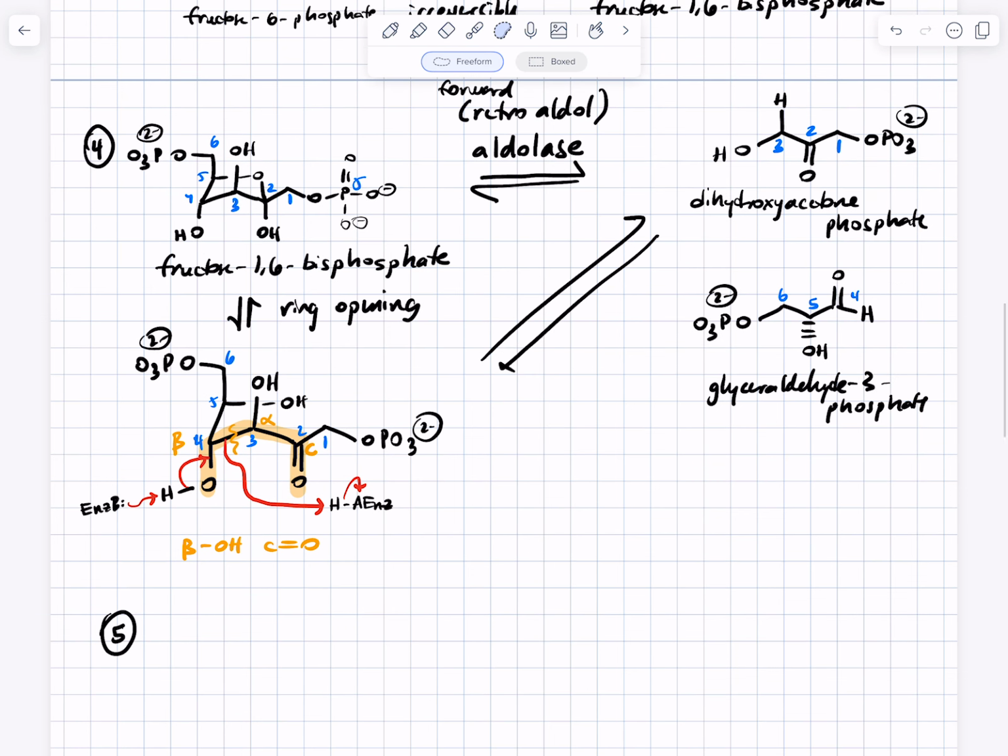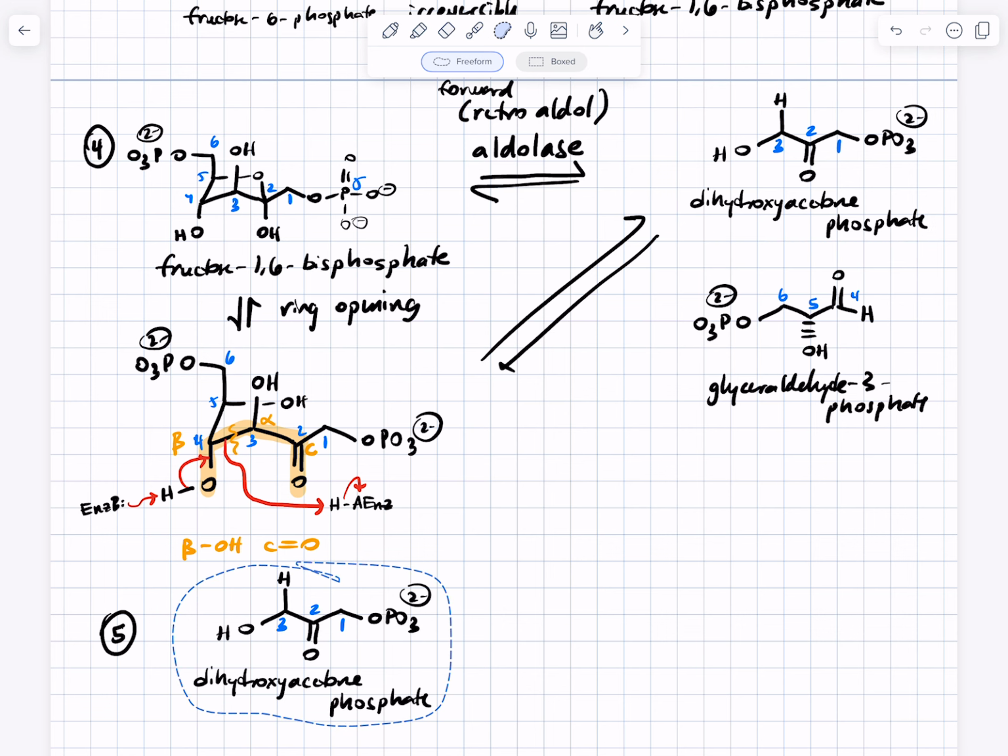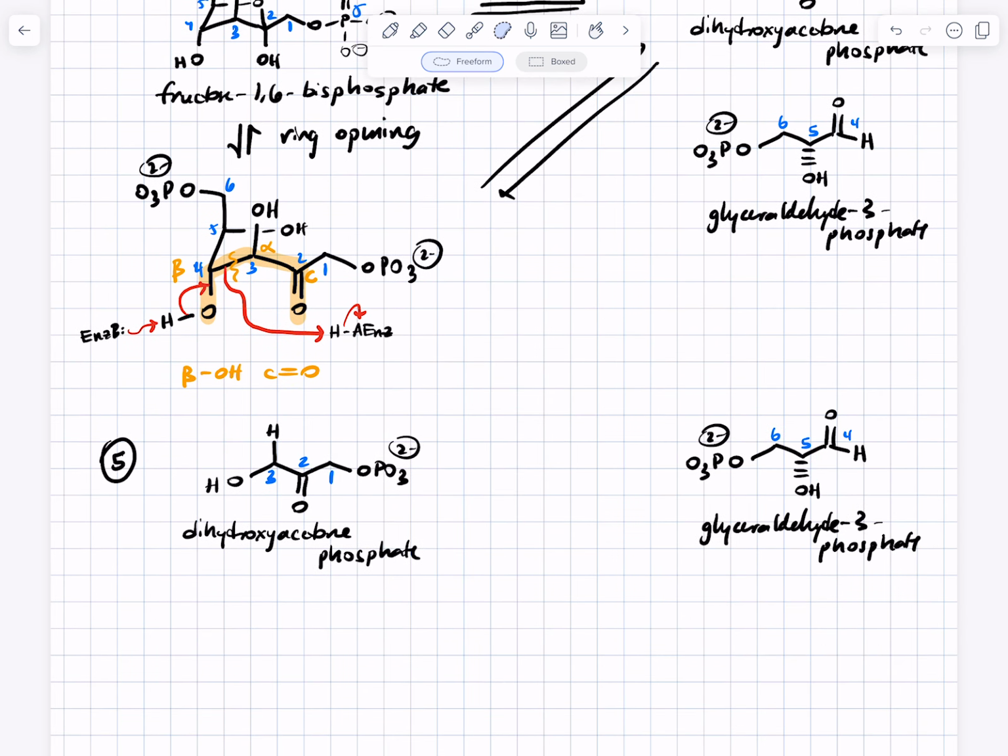Step 5 is going to be the conversion of dihydroxyacetone phosphate into glyceraldehyde 3-phosphate. After step 5, we will have made 2 molecules of glyceraldehyde 3-phosphate for every molecule of glucose that we started with. This step is reversible, and the enzyme that catalyzes it is called triose phosphate isomerase, and sometimes people call it TIM for short.